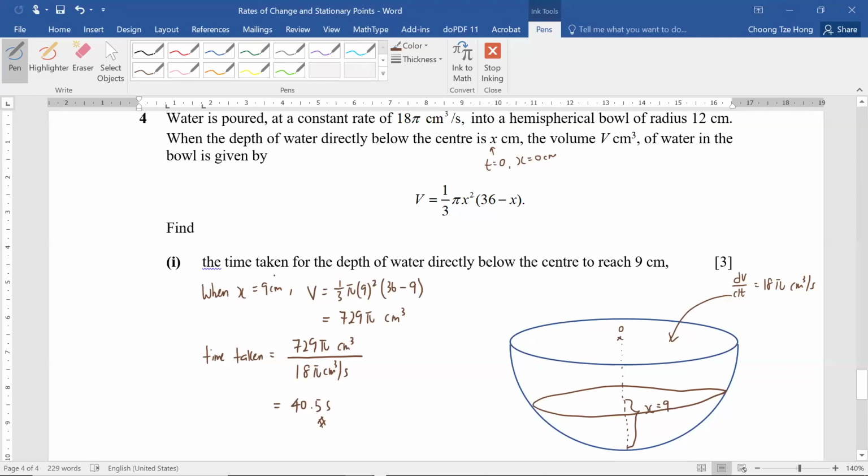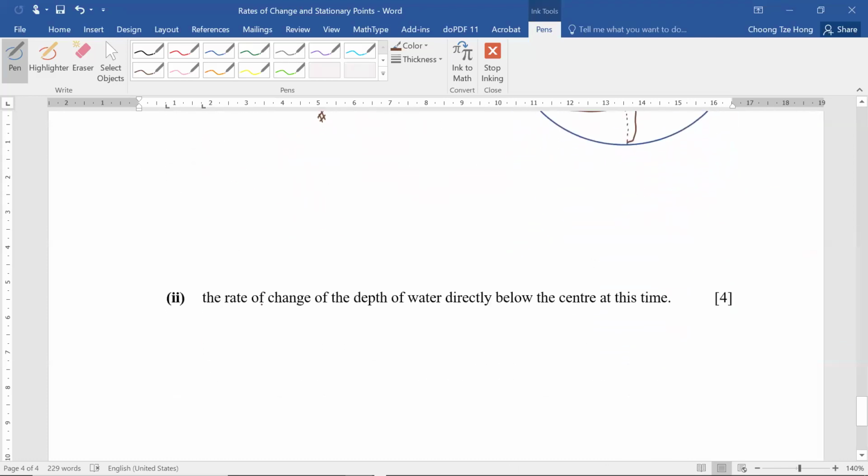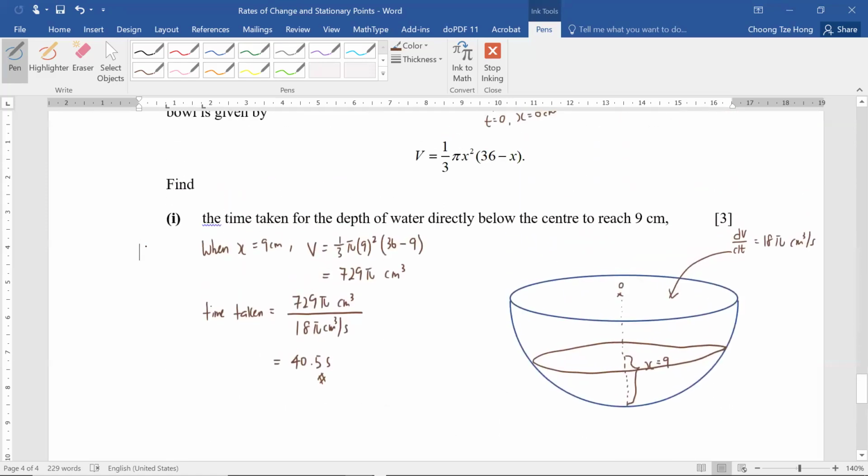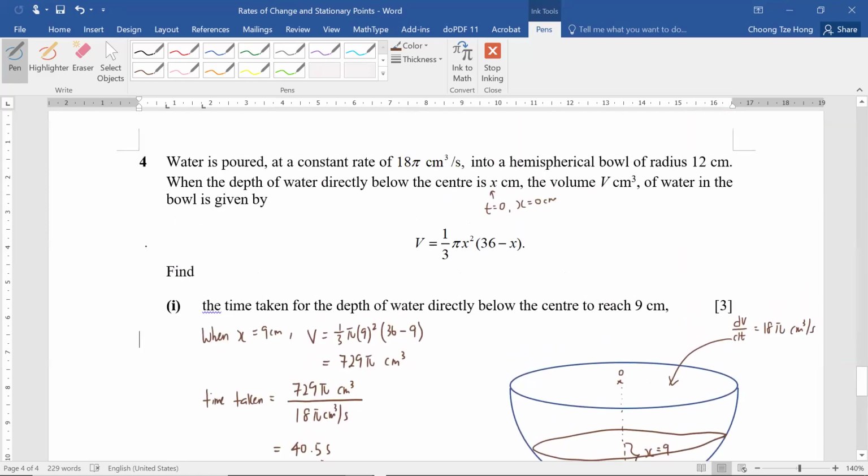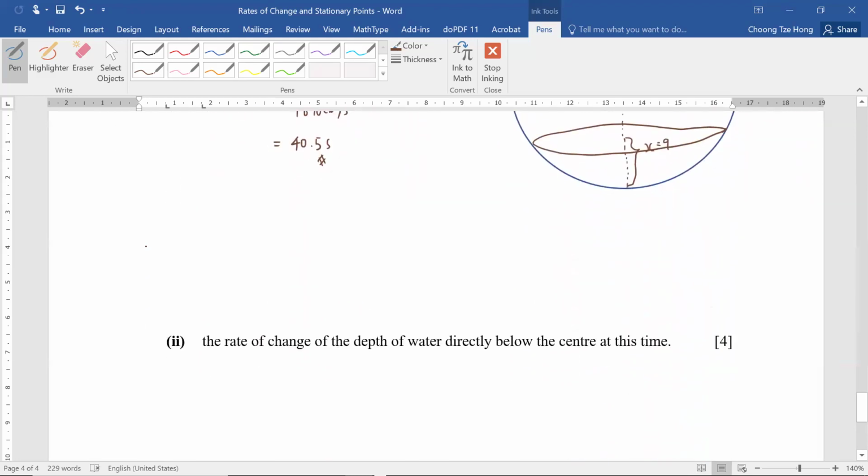Okay, let's move on to part B. Now they ask you to find the rate of change of depth. If you recall, look at the question. X is the depth of water, right? So in other words, they are asking you to find dx/dt below the center at this time. At this time, x is equal to 9.